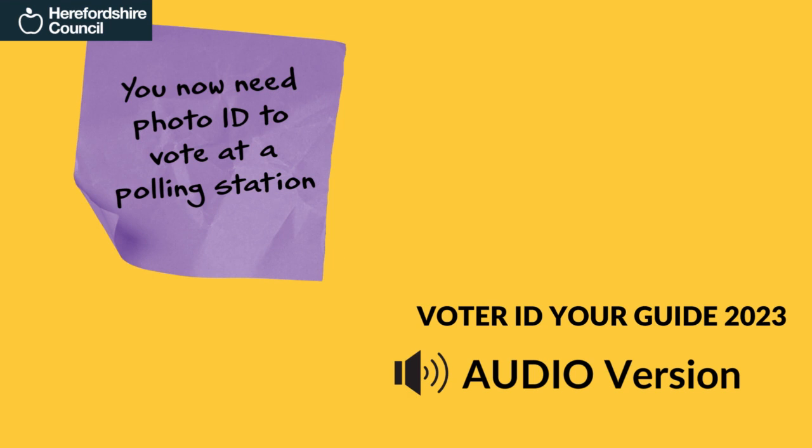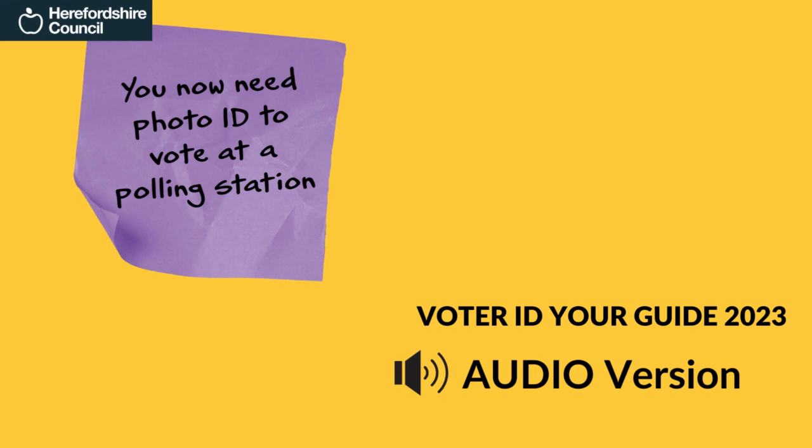Question: I don't have any photo ID. Can I still vote in person at a polling station? Answer: yes. If you don't have one of the accepted forms of photo ID, you can apply for a free voter ID document known as a voter authority certificate. Question: there aren't any elections taking place in my area in May. Can I still apply for a voter authority certificate for use at future elections? Answer: yes. Voter authority certificates do not have an expiration date, but voters are encouraged to renew their voter authority certificate after 10 years.